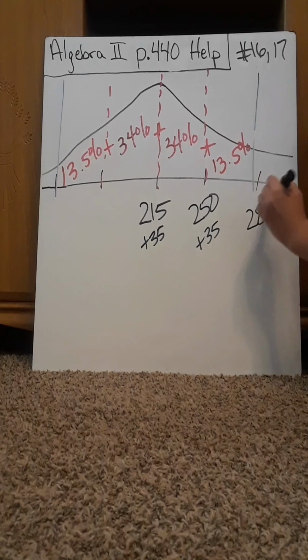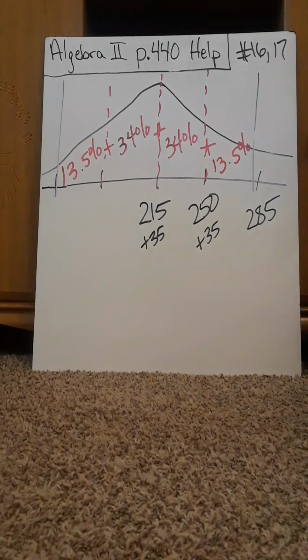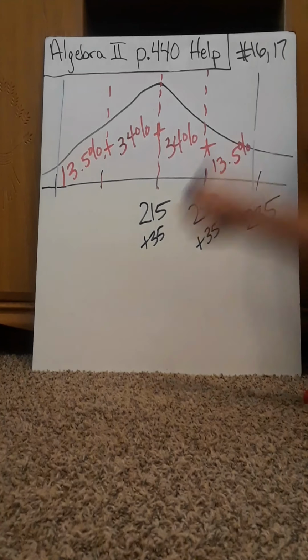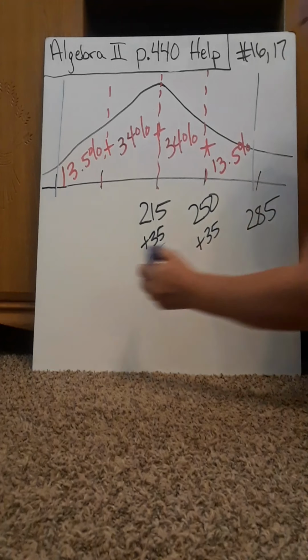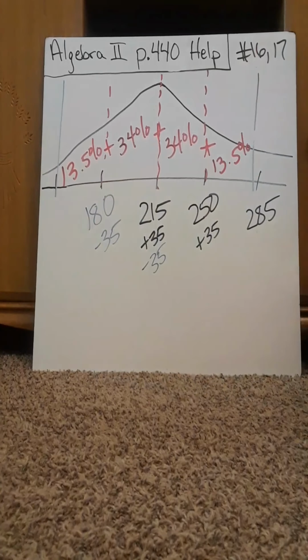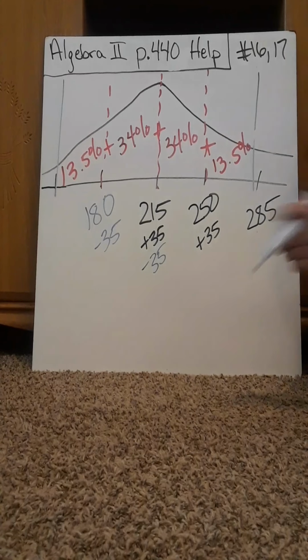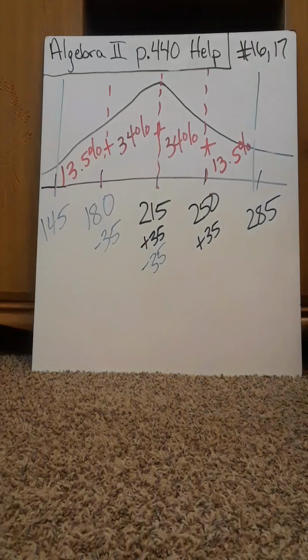And you get to 85. Okay, now let's find our numbers below our mean. So go back to your 215 and subtract 35. That's going to give me the 180, and then subtract 35 again, and you get 145. Okay, so we've created our picture now to go with 16 and 17.